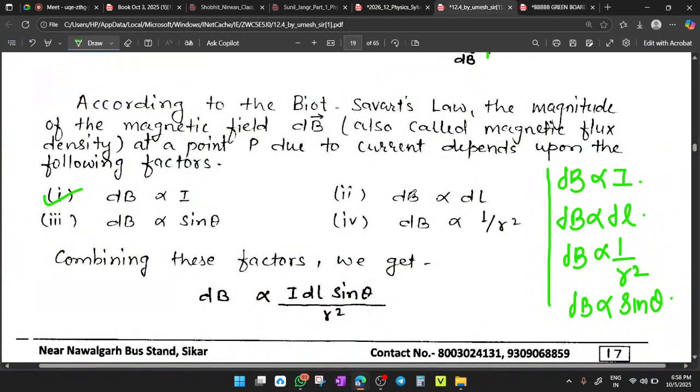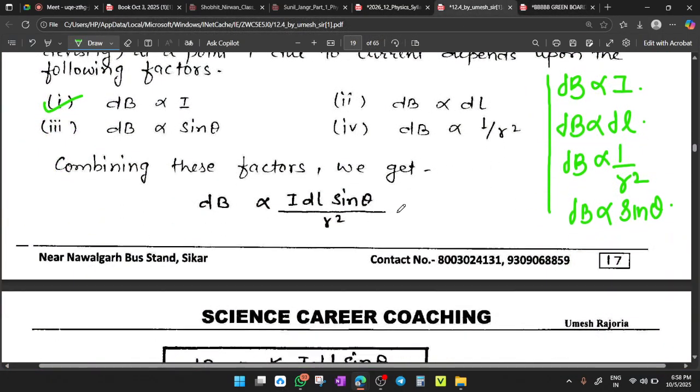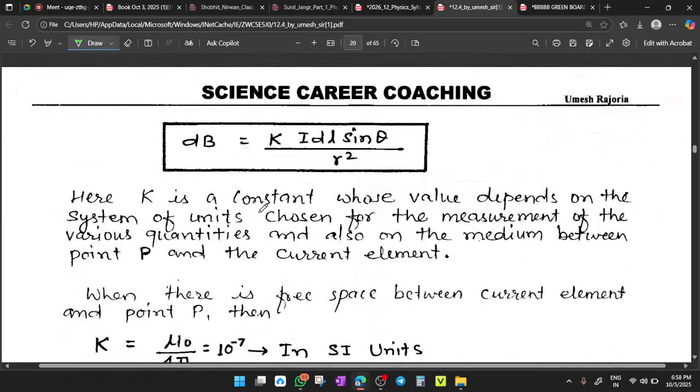Clear? So dB is proportional to I dl sin theta by r square. Now, eliminating the proportionality sign, there is a constant. dB equals k I dl sin theta by r square. Here k is a constant whose value depends on the system of unit, whether you are choosing SI unit or CGS unit. For different types of unit, there is a different value of k.